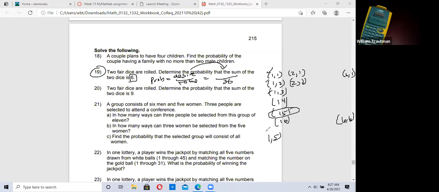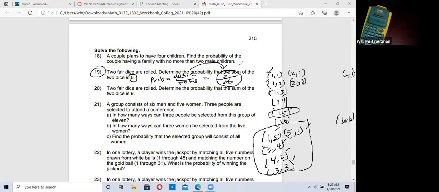A 1 and a 5. A 2 and a 4 will give me a 6. A 4 and a 2 will give me a 6. A 3 and a 3 will give me a 6. A 5 and a 1 will give me a 6. These are the only ones that will give me a 6 when I roll 2 dice. There are no other combinations there that give me a 6. So there are 1, 2, 3, 4, 5 ways of rolling a 6. So the answer to number 19 is 5 over 36. It doesn't reduce, so that's the answer.